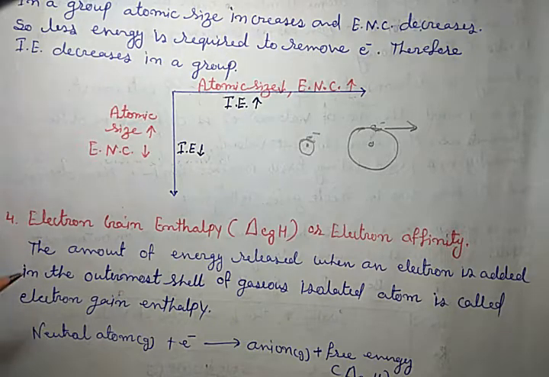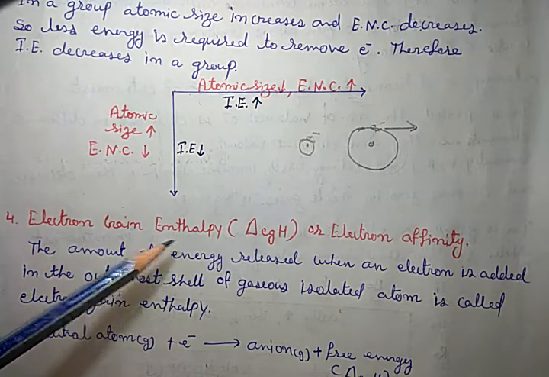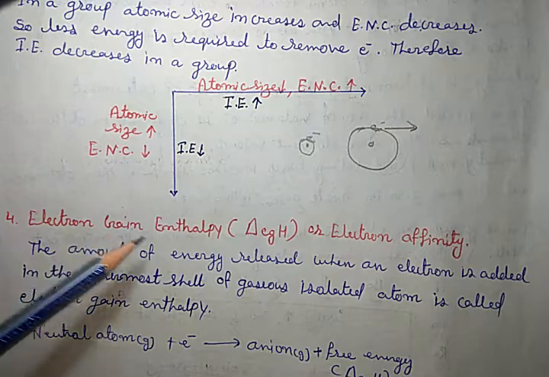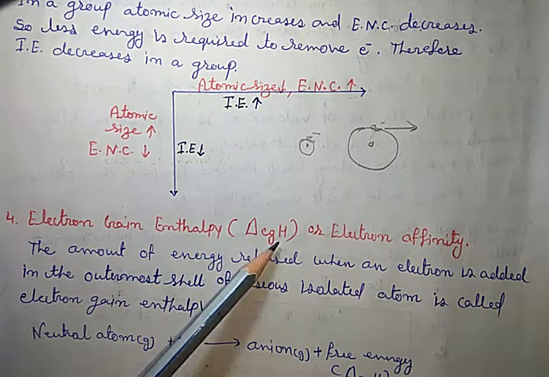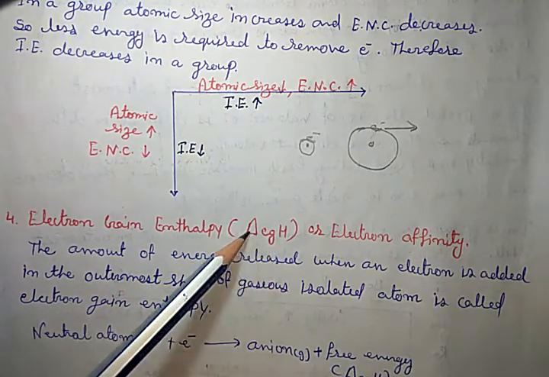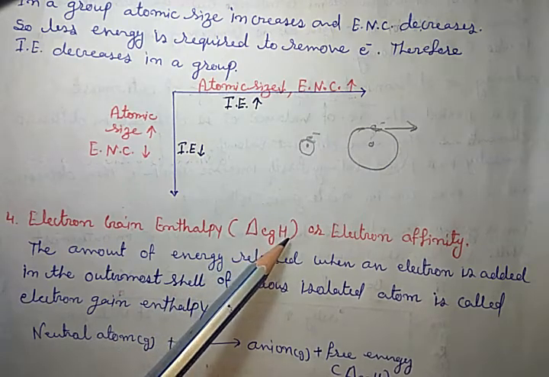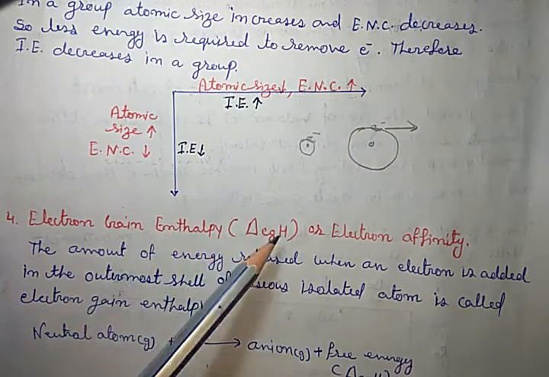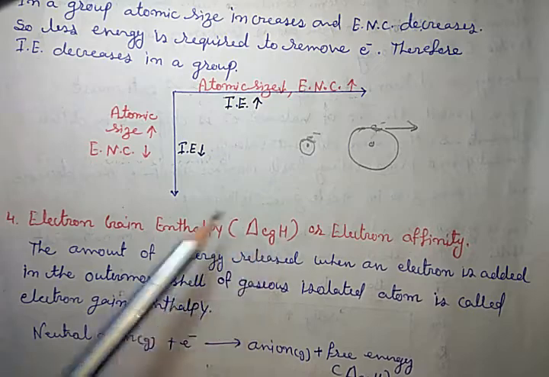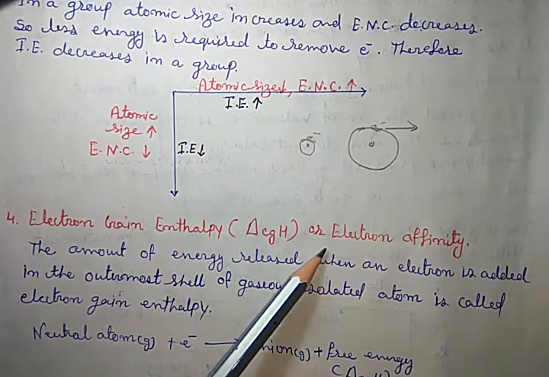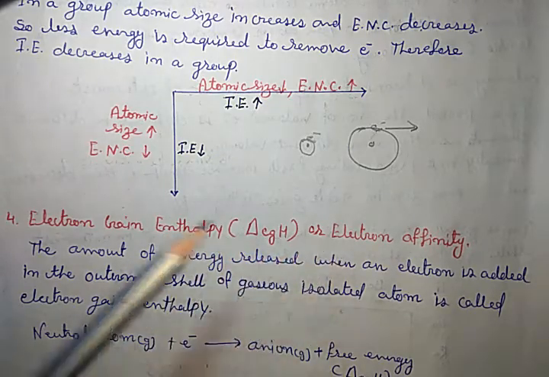Now after discussing ionization enthalpy, let me discuss one more, that is electron gain enthalpy. Its symbol is delta EGH, where H is the symbol of enthalpy. Sometimes it is also called electron affinity.